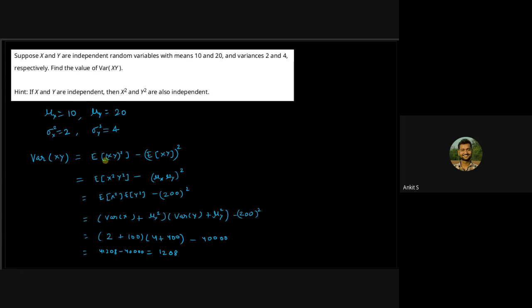So the variance of x times y can be written using the simple property: the variance is the expected value of the random variable squared minus the expected value of the random variable, whole squared. Since the hint is also given, if x and y are independent, then x squared and y squared are also independent. So you just multiply to make it the expected value of x squared times the expected value of y squared. Then you put in the respective values, and you will get the answer in a very simple way, just by applying the properties that we studied in week 3.